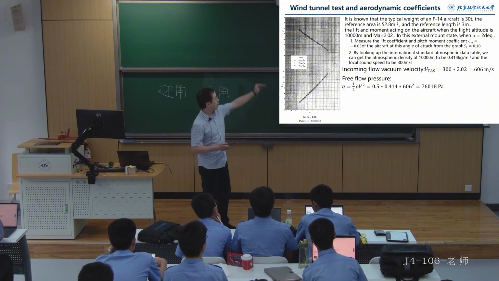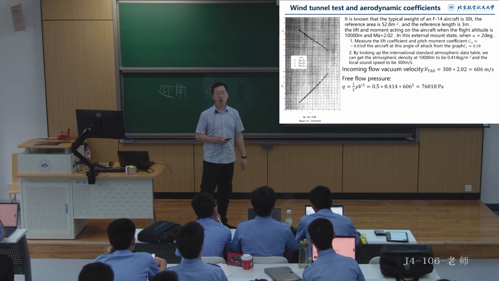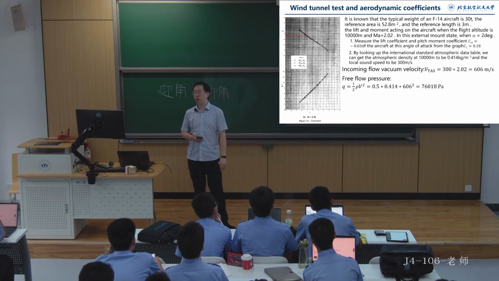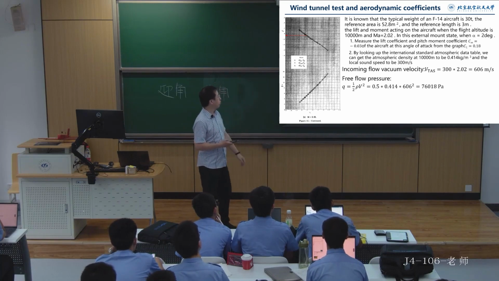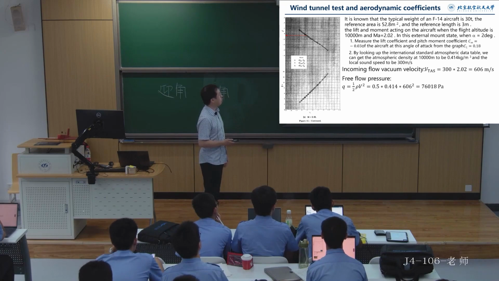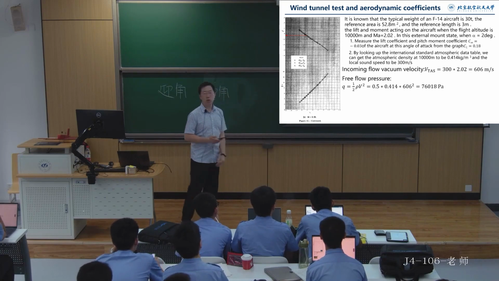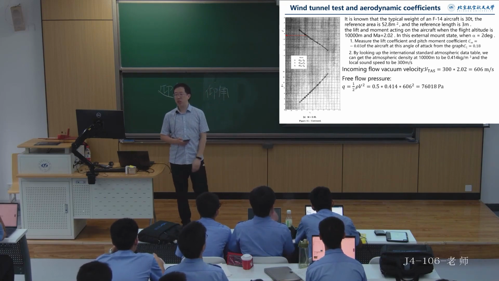With the speed of sound, we can then calculate the true airspeed of the aircraft, right? Knowing the speed of sound and the Mach number, we multiply 300 by 2.02, and we can determine that the true airspeed of the incoming flow at this time should be 606 meters per second.